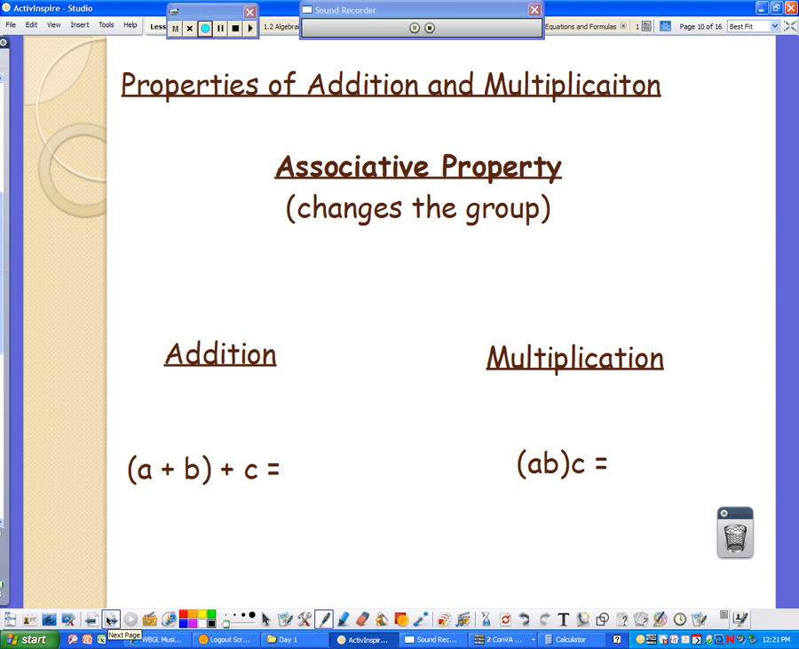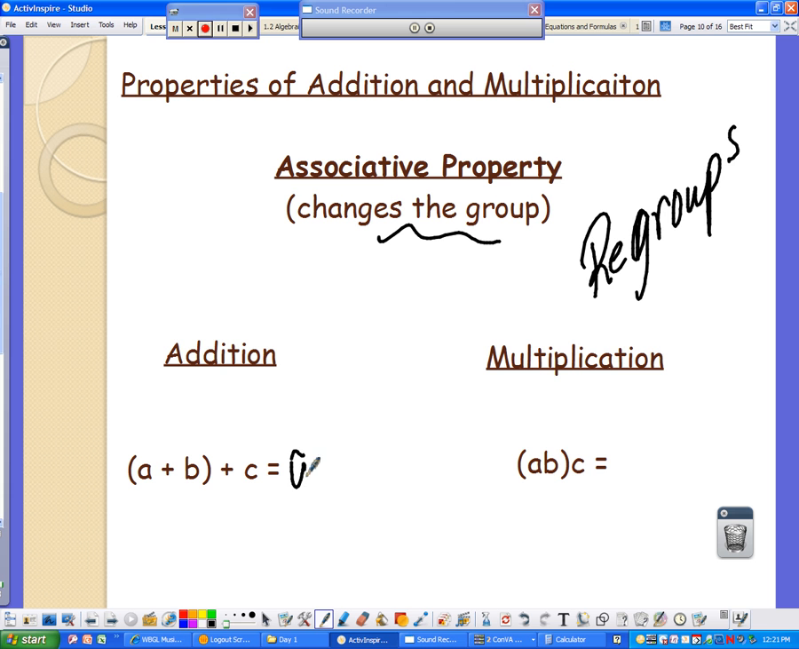All right, the next one is the associative property. The associative property is the one that all it does is it regroups. So in other words, if we wanted to add A plus B and then add on C, it would be the same as if we added B plus C and then added A to that.